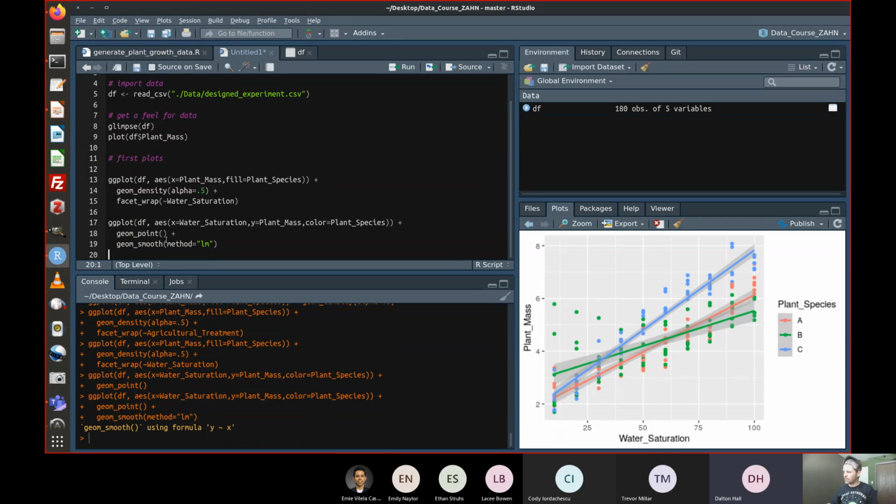I was going to say, how would you do a smooth line for each species, but it just did it. Now the reason it just did it is because I had color as an aesthetic in the main call, and so geom smooth, since it's making a line, those have a color aesthetic associated with them, and so it'll do a different one for each plant species. That makes sense.